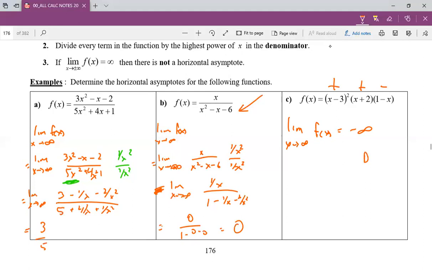As always, when you have a limit that goes to infinity or negative infinity, that limit does not exist because infinity isn't a number. And so we say that, but we use the negative infinity to help us draw. No horizontal asymptotes in a polynomial function.